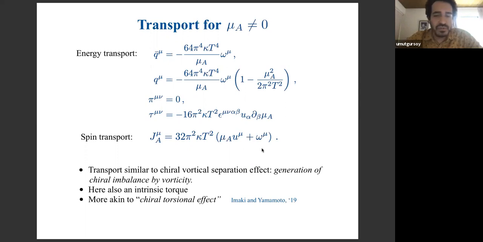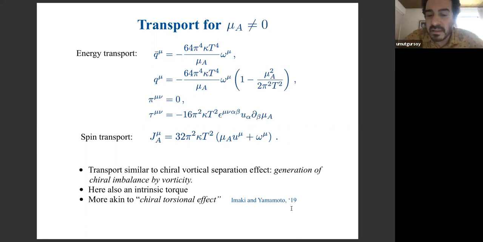So this is very similar to the chiral vortical effect. So this is kind of a parity odd vector that you generate. It's not about chiral, so this is not imbalance of chirality, but it's an imbalance of chiral component of the spin. But still, it's analogous to the chiral vortical effect. But here also there is an intrinsic torsion generated by this derivative of this mu a. So it's a little bit different as well. In some sense it's more akin to what was called very recently, by this lattice gentleman, Imaki and Yamamoto, the chiral torsional effect.